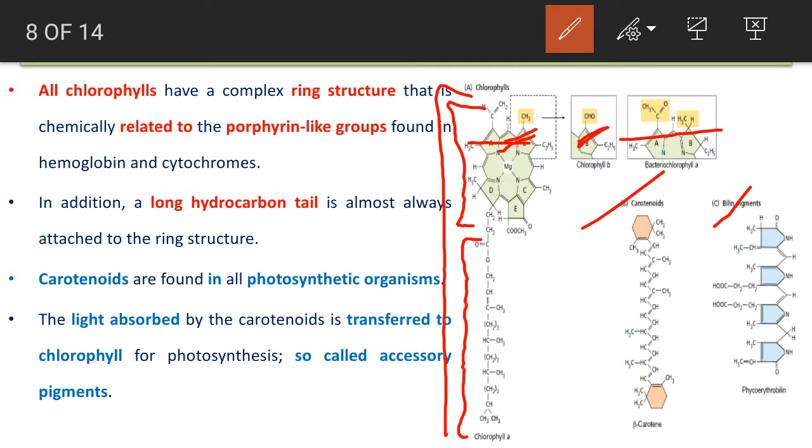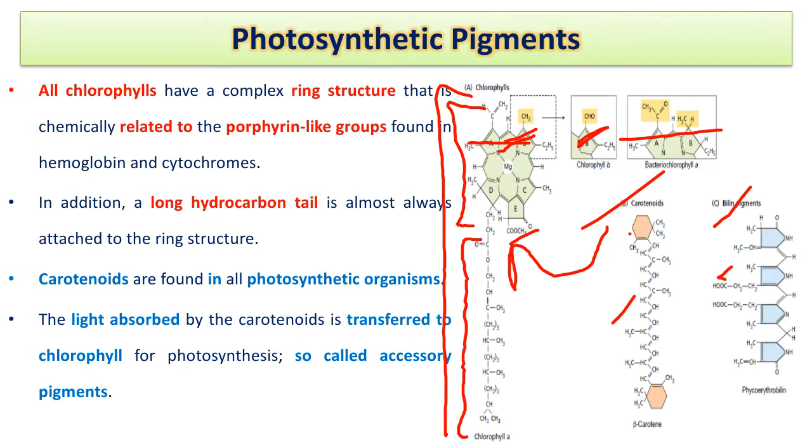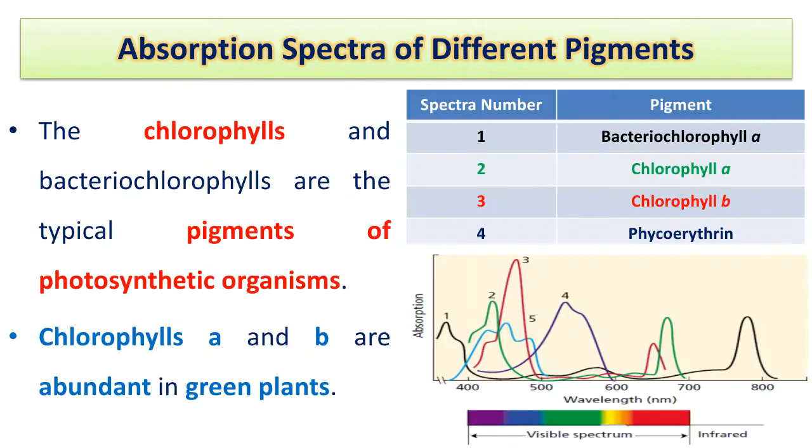Other than chlorophyll, there are also carotenoid pigments and bilin pigments. Light absorbed by the carotenoids, bilin pigments and chlorophyll B gets transferred to chlorophyll A. That's why these pigments are called accessory pigments. When light is said to be absorbed by plants, this is the contribution made by various photosynthetic pigments in absorbing energy from the visible spectrum.